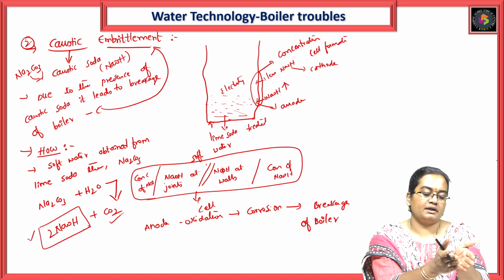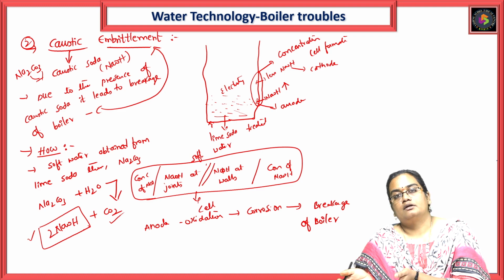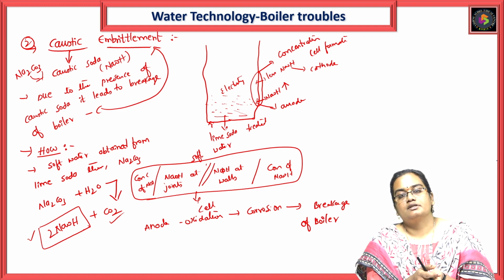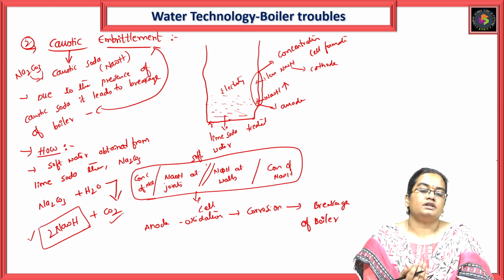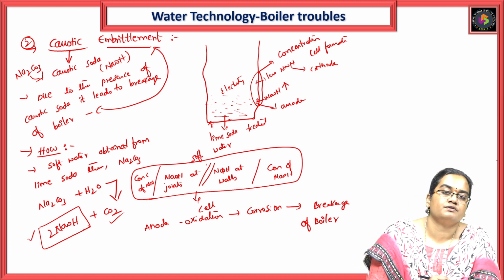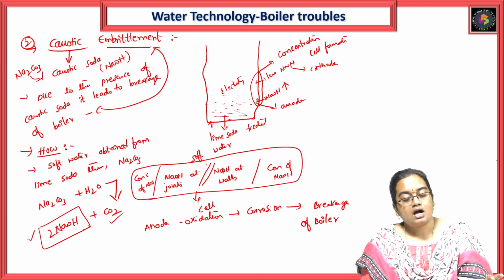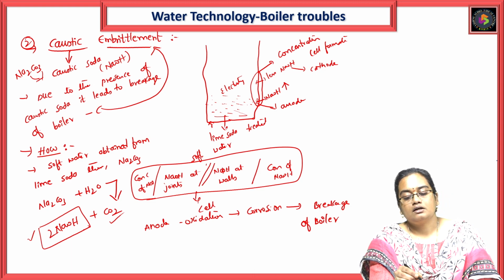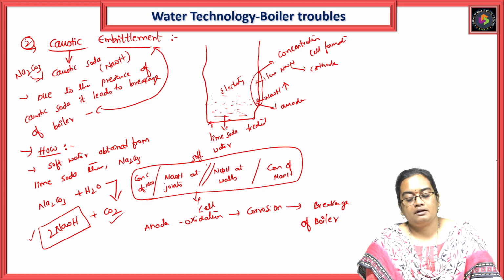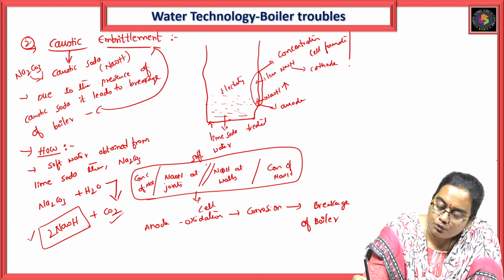Okay, so from the name we are getting the complete information. Caustic embrittlement. Caustic means caustic soda. Brittleness means breakage. So your caustic soda is breaking the boiler. Why is this caustic soda breaking the boiler? Due to concentration cell formation. How does the concentration cell form? Based on the concentration of sodium hydroxide at the joints and at the walls of the boiler. Okay, so that is the definition and how the thing is happening, your concentration cell representation, and what happens when this sodium hydroxide gets accumulated. So completed.